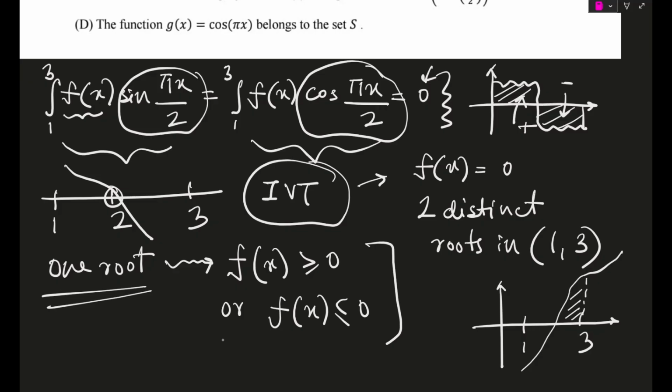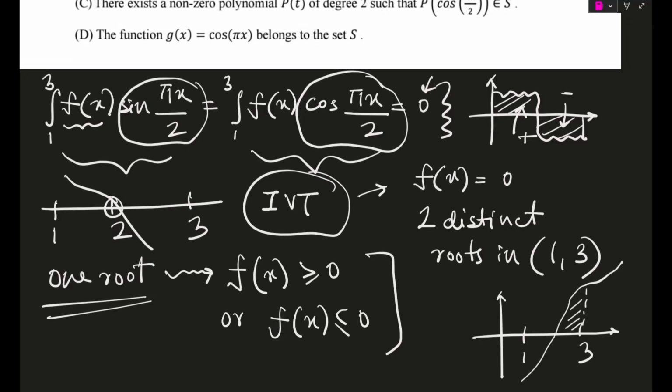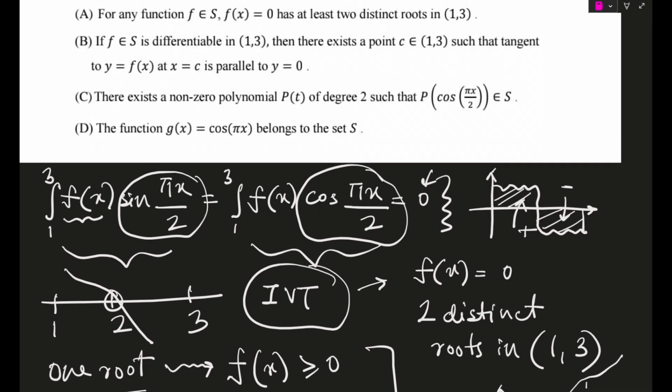Okay, so guys, that actually shows us, if you see option number A, if I read the option once, it says that for any f belonging to S, f of x equal to 0 has at least two distinct roots in 1 to 3. So yes, option number A is correct. And obviously at least two distinct roots.